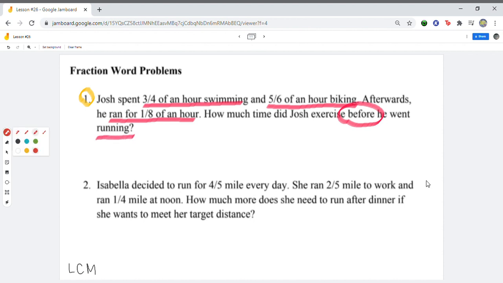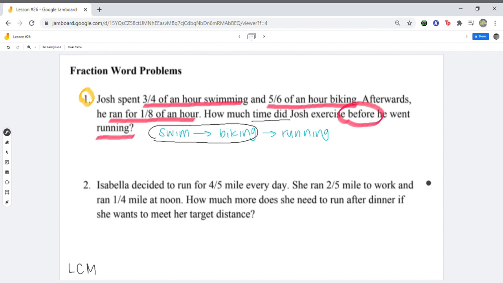So before I get to solving this problem, I feel like what I have to do first is map Josh's process. We know that he went swimming at first. So I'm going to write swim. And after he went swimming, he went biking. And after he went biking, he went running. Now the question asks how much time did Josh exercise before he went running? So before he went running would include swimming and biking over here. So we're going to find out how much time he exercised for both swimming and biking.